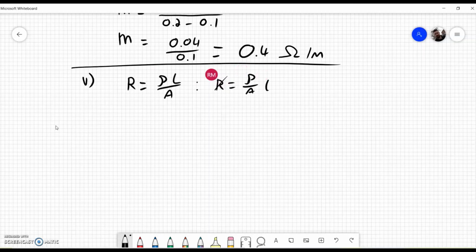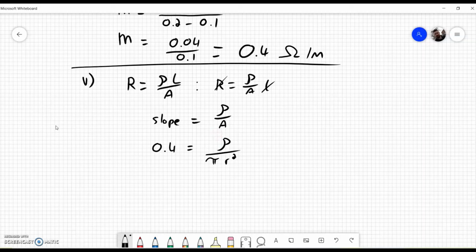And since this went on the y-axis, this went on the x-axis, whatever's left is my slope. So my slope is equal to my resistivity divided by my area. My area, because it is a cylindrical shaped wire, the area of the cross section is pi r squared. So that means 0.4 is equal to my resistivity divided by pi r squared.